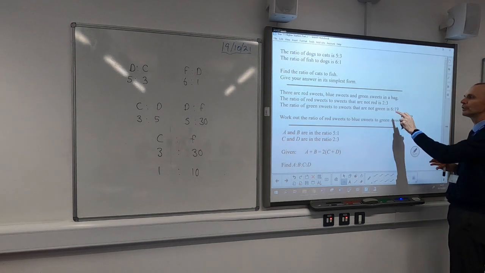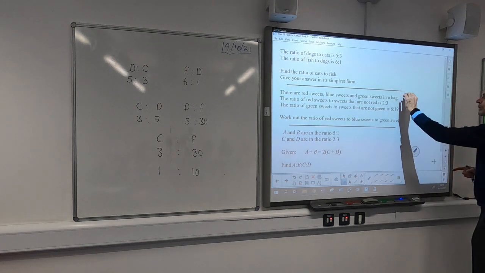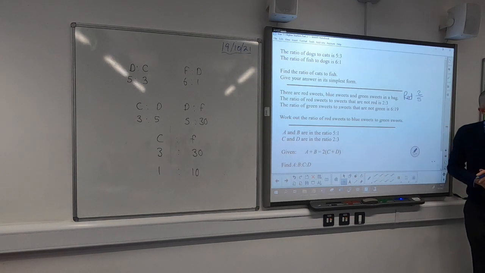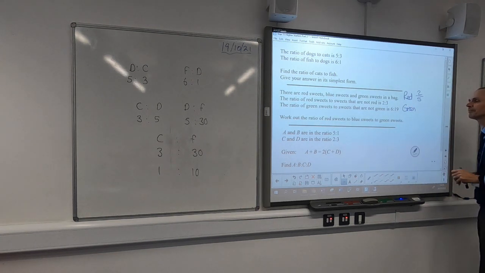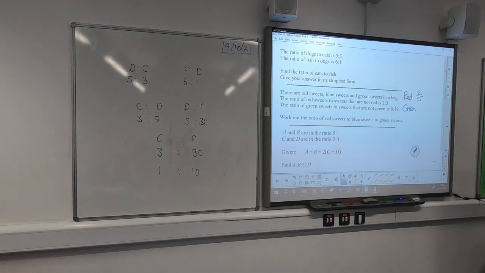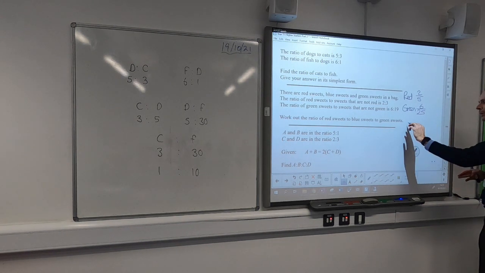A ratio of 2 to 3 means the reds are 2 shares and everything else is 3 shares, 5 shares altogether. So that means that red is 2/5. We've got a similar story with green. So Ollie, what fraction are green if the ones that are green are 6 parts, not green 19 parts? Not such a nice fraction this time. 6/25. 6/25, brilliant, yeah. And so the rest are blue.